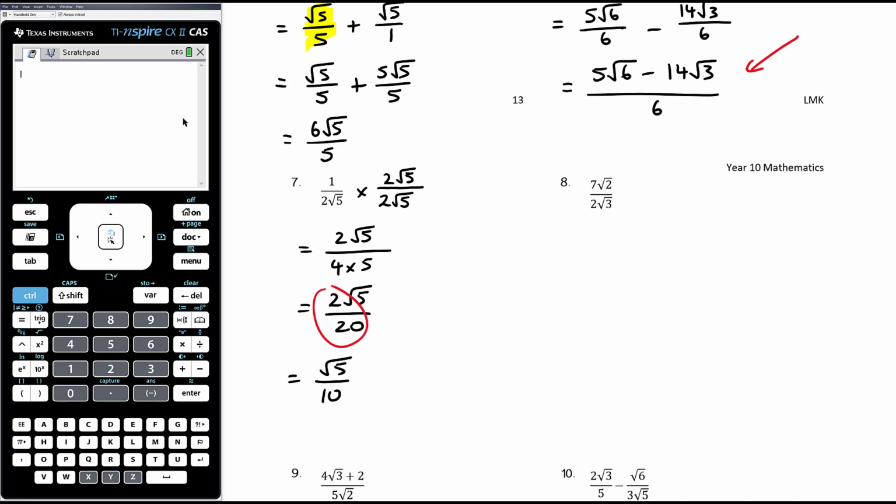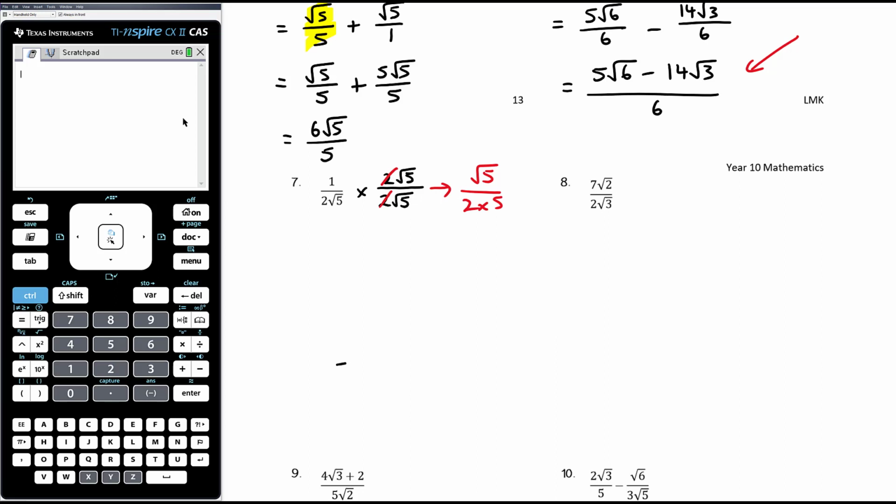Now that common factor of 2, you unnecessarily introduced that there. You don't need to multiply top and bottom by 2 root 5. You just multiply top and bottom by root 5, and straight away you get to root 5 over 2 times 5, which is root 5 over 10. Okay, so it's not about multiplying the denominator by itself. It is what do I need to multiply the denominator by to make it rational. I just need to multiply it by root 5. 2 is already rational. There's no need to multiply by 2 again.